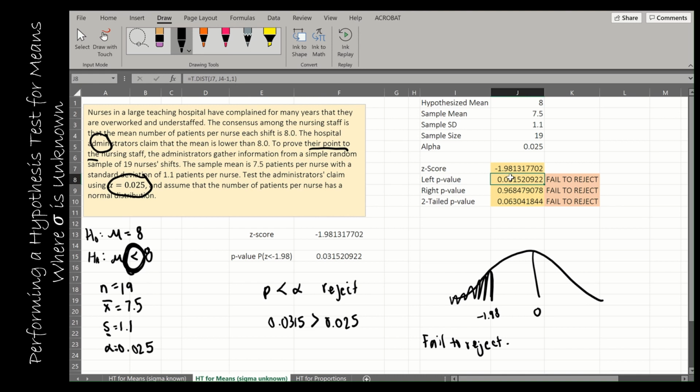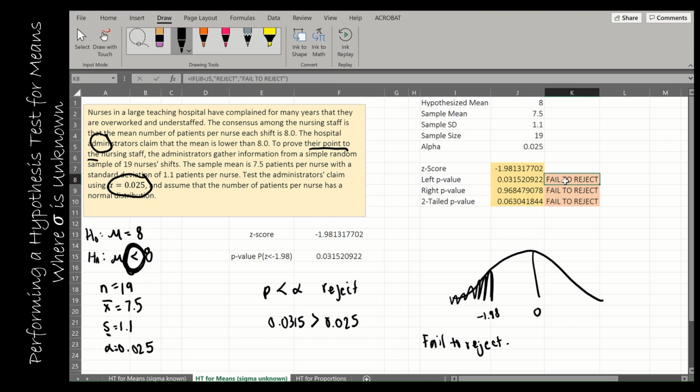The left-hand p-value is, again, we're using the t-distribution because sigma is unknown. This one is of J7 going to the left. To the right is 1 minus that. And then, of course, the two-tailed value, again, I'm going to wait and go through that with you on our next question when we look at a two-tailed test.